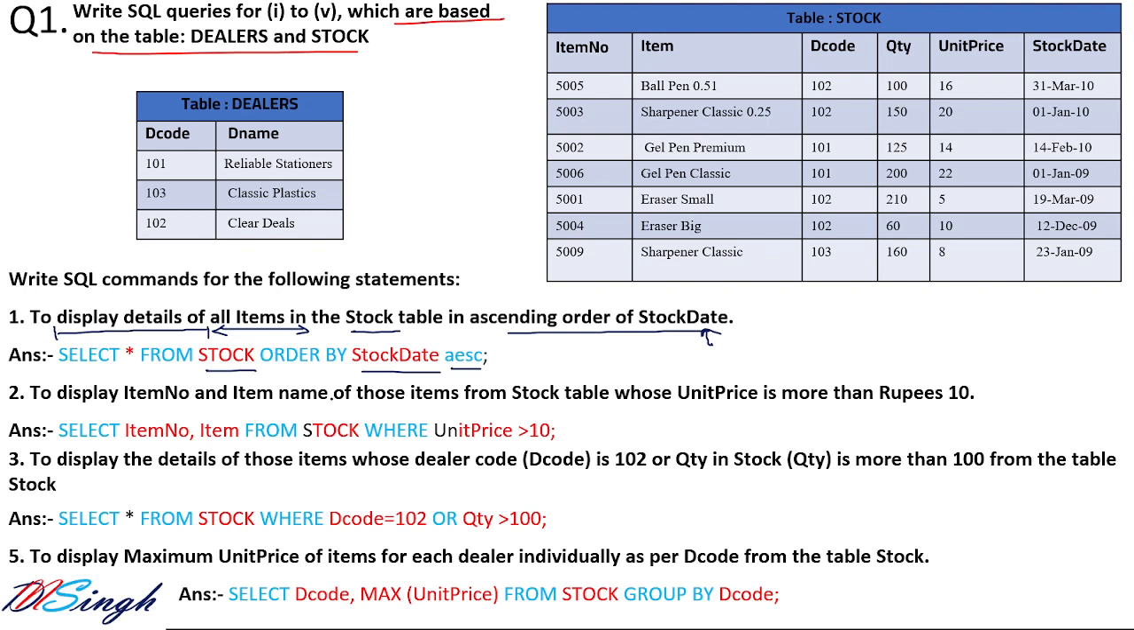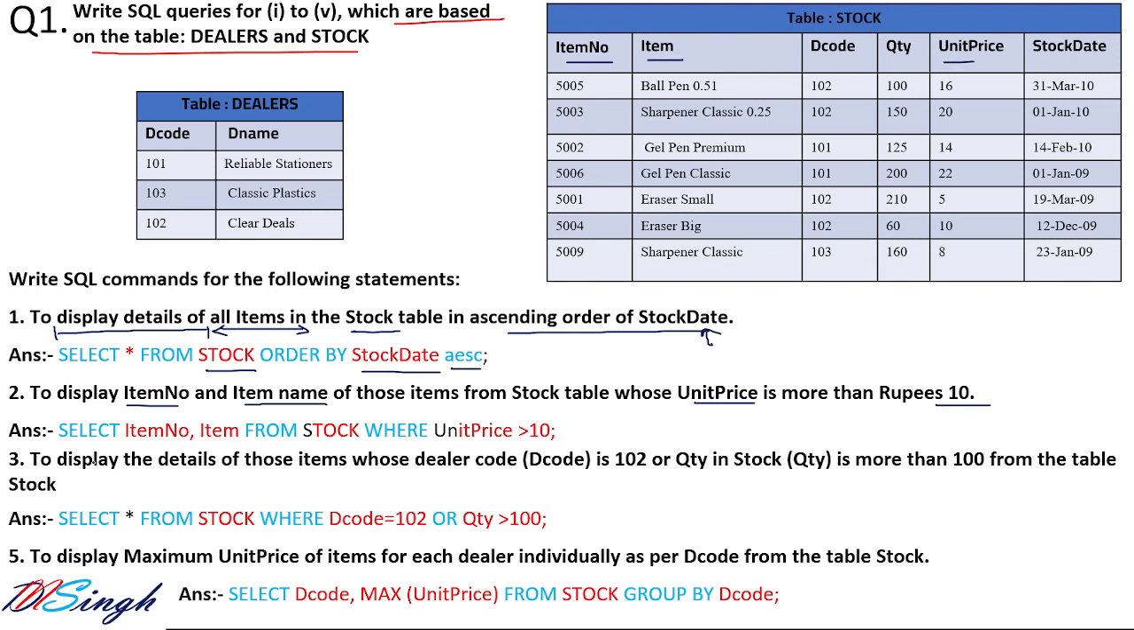Next: display the item number and item name of those items from the stock table whose unit price is more than 10 rupees. So what columns do I need? I need item number, item name, and we need unit price to compare. So the stock table will have item number, item name, and also unit price to compare.